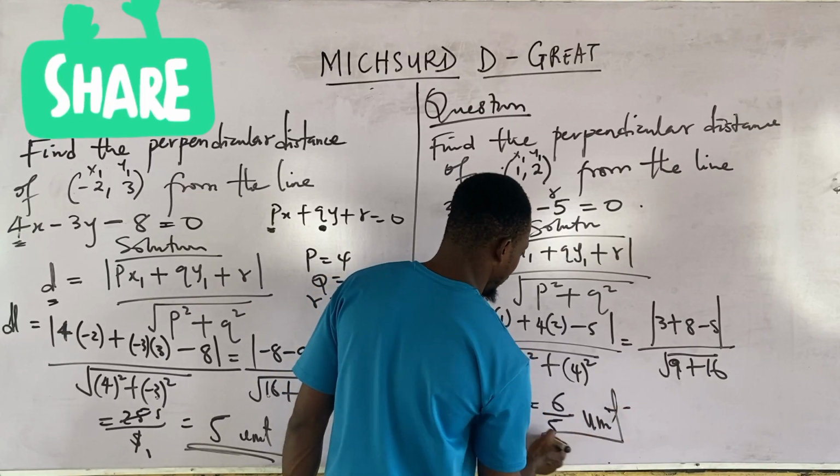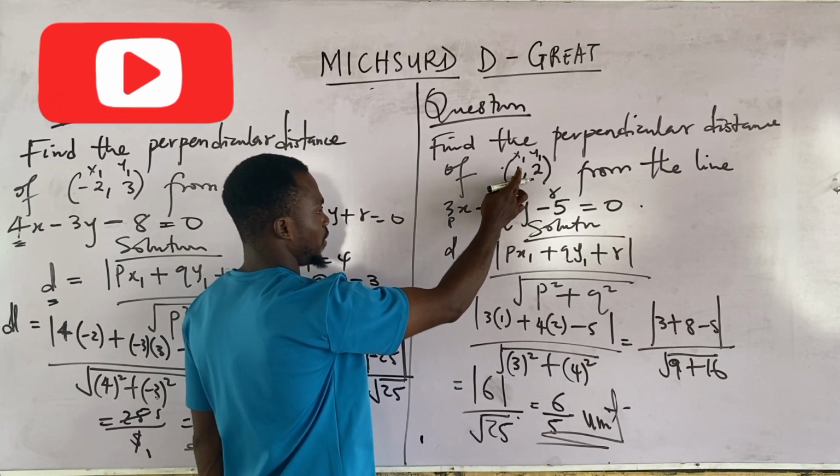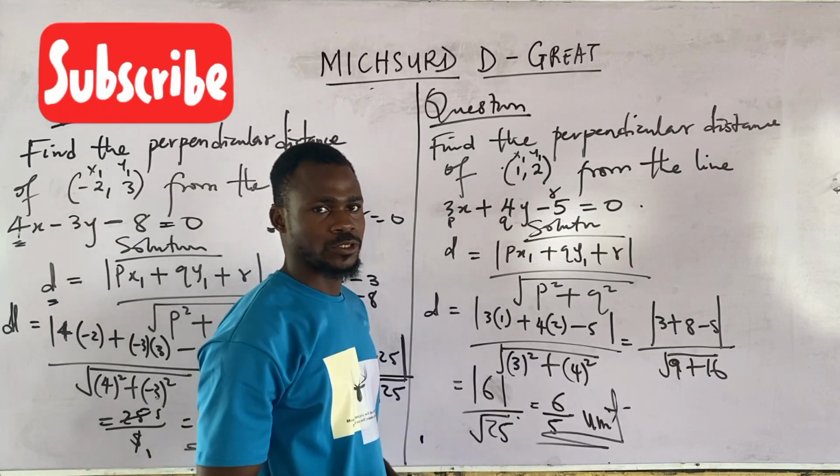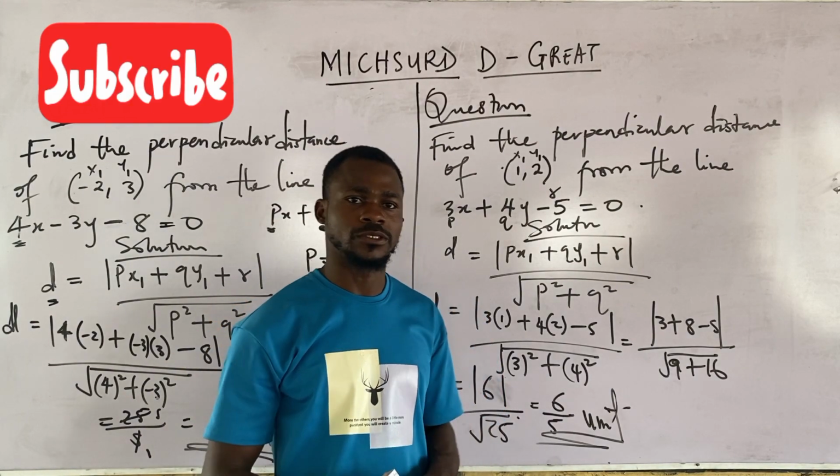So that is the perpendicular distance from this point to this equation. So that's how we solve questions on this.